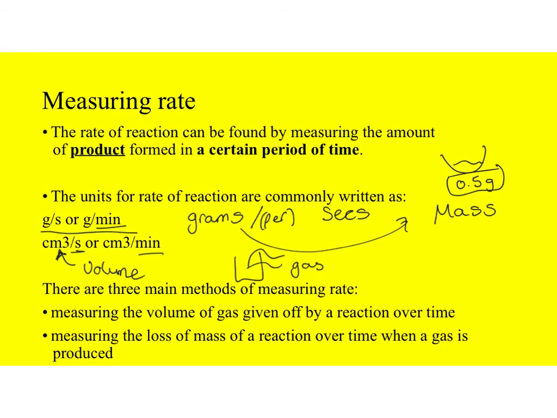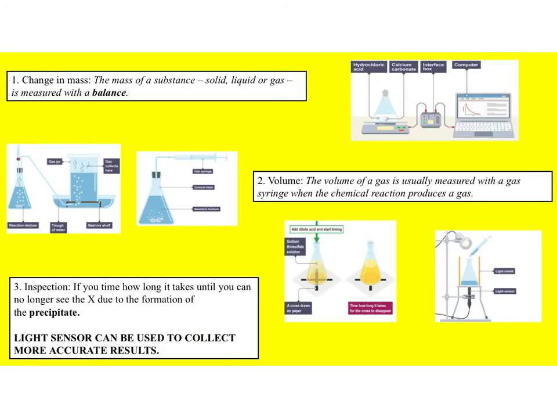Okay, there are three main ways of measuring rates of reaction: measuring the volume of gas given off, measuring the mass of the reaction, or looking at a colour change. So they're the three main ways to measure rate: measuring the volume of gas, measuring the loss, or it could be a gain of mass, and then a colour change. And these are the three things that we use to measure them. So if we're measuring the mass, we'd measure that with a balance.